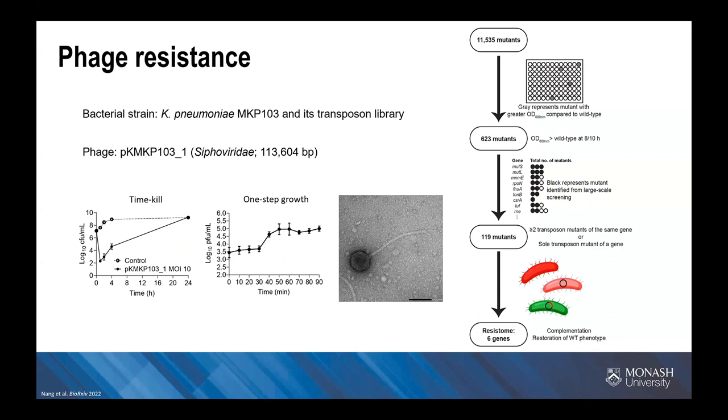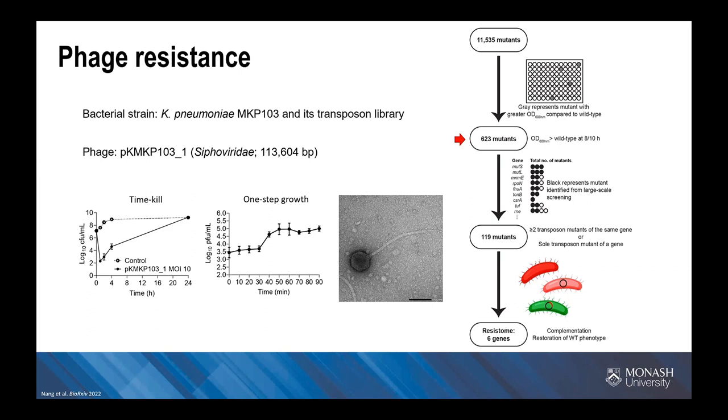One of the projects that we have done in our lab is to identify the bacterial genes that are important for phage infection using a transposon mutant library. The phage that we use here belongs to the Cyphovariidae family. How we did this experiment was we conducted a high throughput screening with around 11,500 individual transposon mutants. The mutants that show a greater optical density than the wild type following the treatment with phage are shortlisted for our second round of screening process.